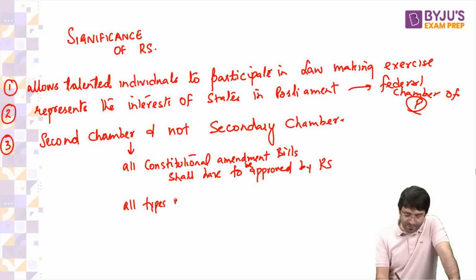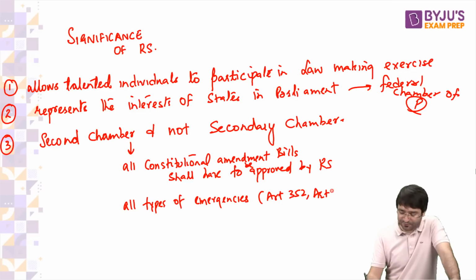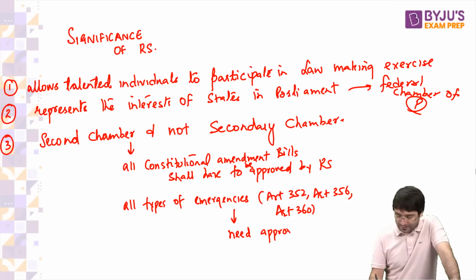All types of emergencies, whether it is national emergency under Article 352, President's rule under Article 356, financial emergency under Article 360, need approval of Rajya Sabha.